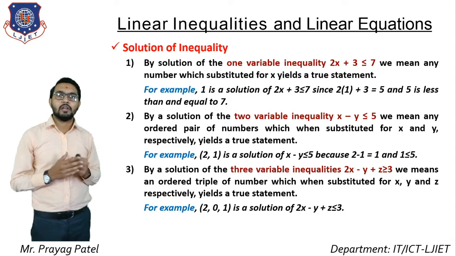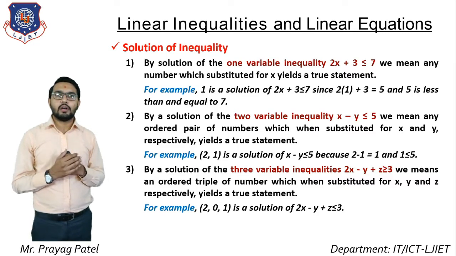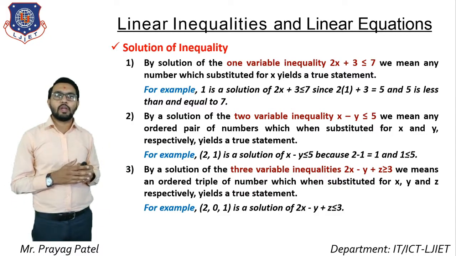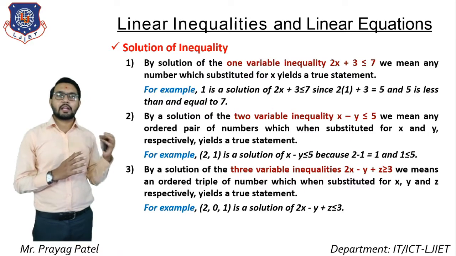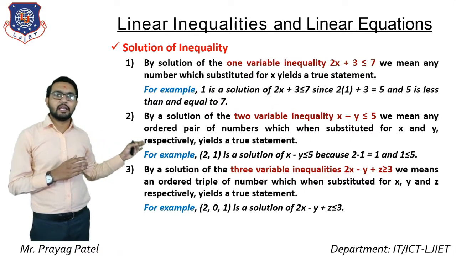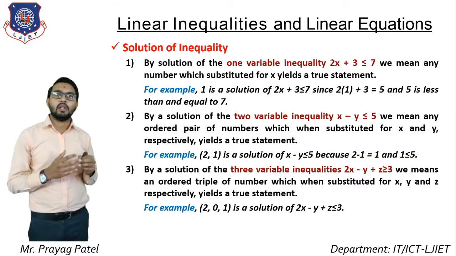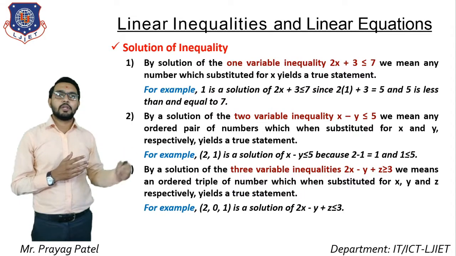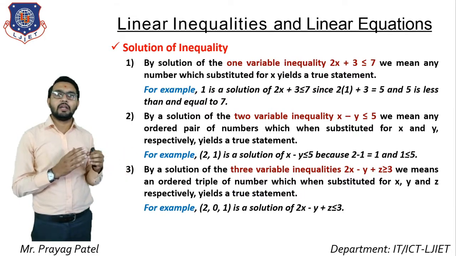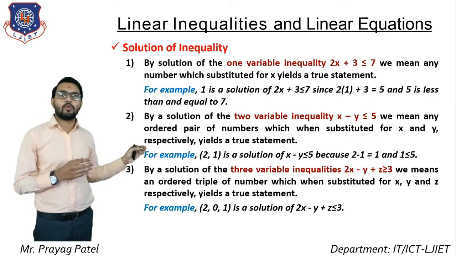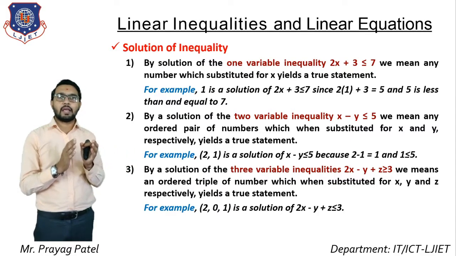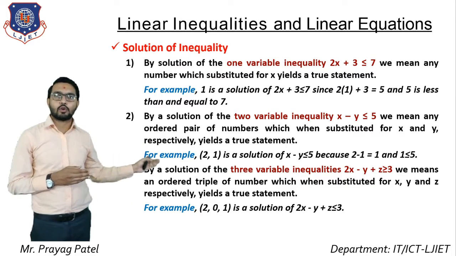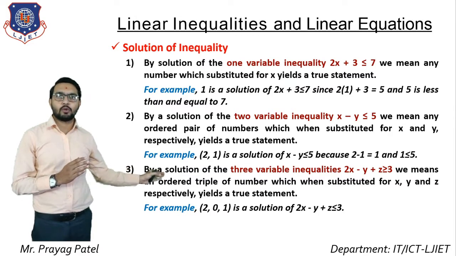Now the second type is a two variable or two unknown linear inequality. Here the variables are x and y. We can simply say x plus y, or x minus y, is less than or equal to 5. A solution means any ordered pair of numbers which, when substituted for x and y respectively, yields a true statement. Consider 2, 1 as the values for x and y. Then 2 minus 1 equals 1, and 1 is less than or equal to 5, so the condition is satisfied. So one solution for the two unknowns is 2, 1.